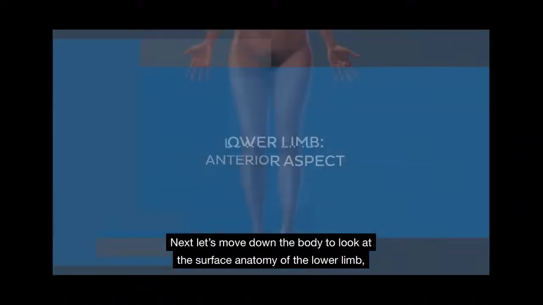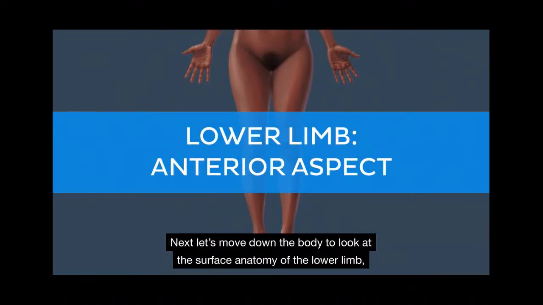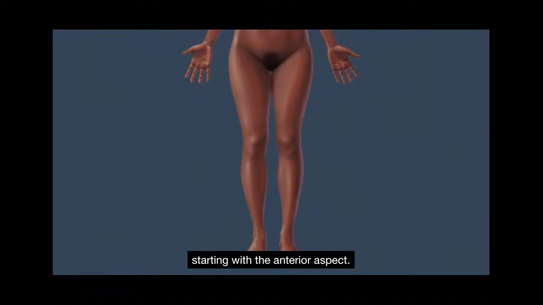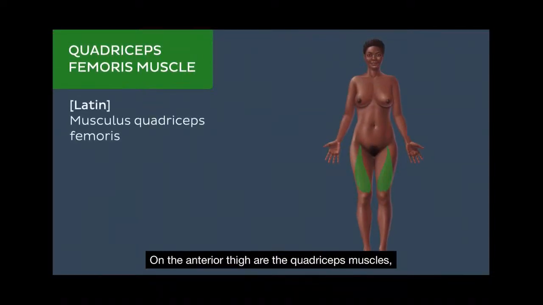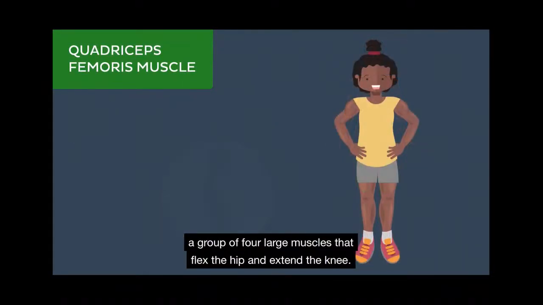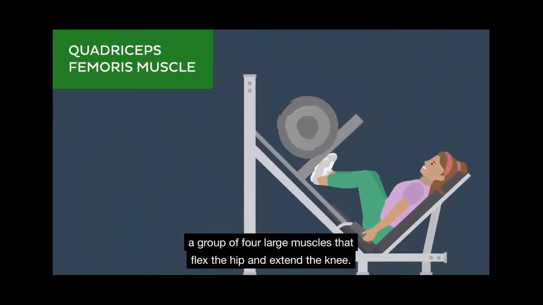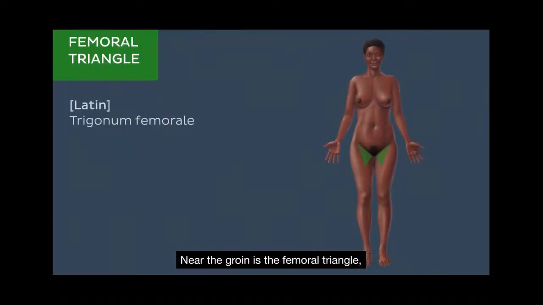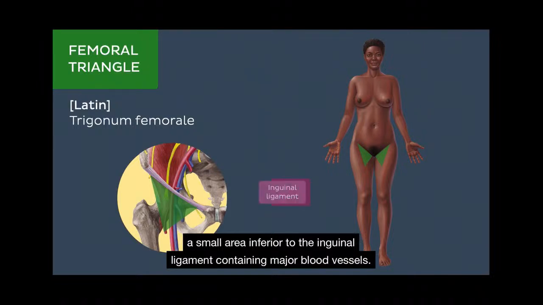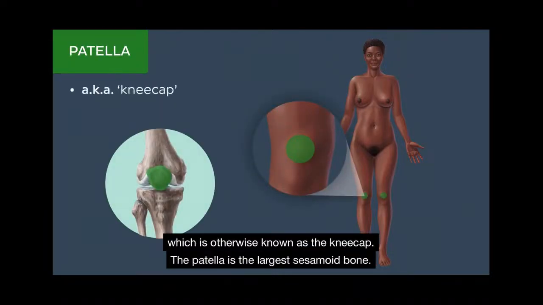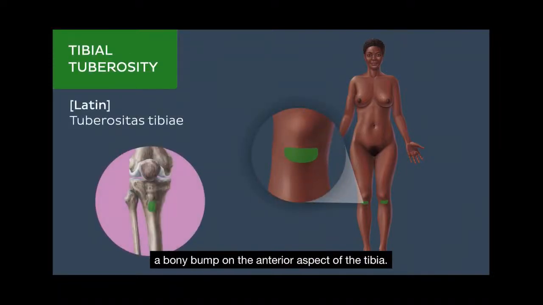Next, let's move down the body to look at the surface anatomy of the lower limb, starting with the anterior aspect. On the anterior thigh are the quadriceps muscles, a group of 4 large muscles that flex the hip and extend the knee. Near the groin is the femoral triangle, a small area inferior to the inguinal ligament containing major blood vessels. At the front of the knee is the patella, which is otherwise known as the kneecap. The patella is the largest sesamoid bone. And just below the patella is the tibial tuberosity, a bony bump on the anterior aspect of the tibia.